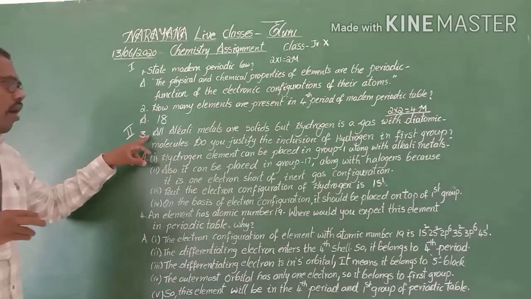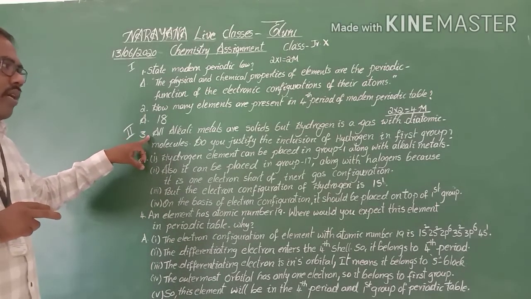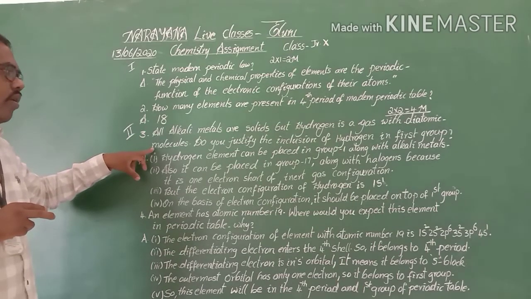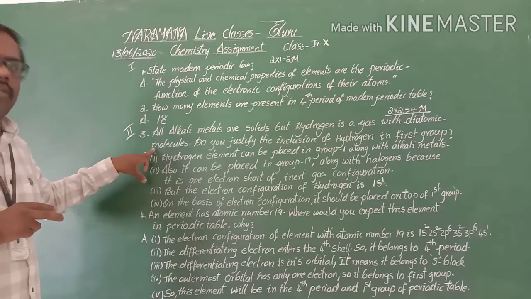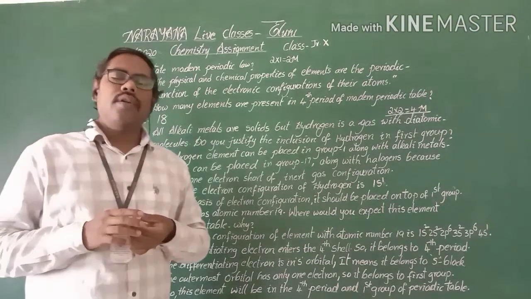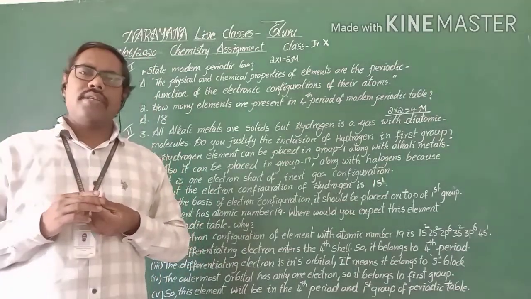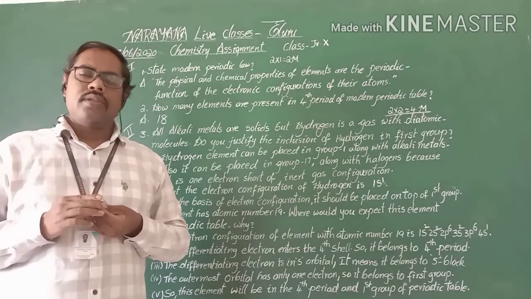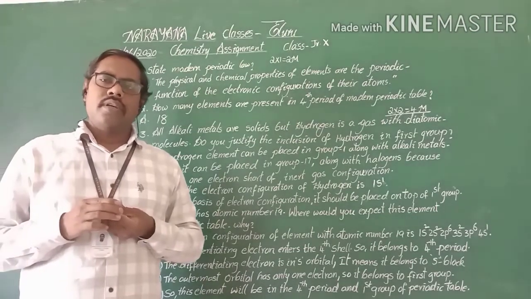Next, all alkali metals are solids, but hydrogen is a gas with a diatomic molecule. Do you justify the inclusion of hydrogen in the first group? Yes. Here the hydrogen atomic number is 1, electronic configuration 1s1. So the hydrogen valency is 1.